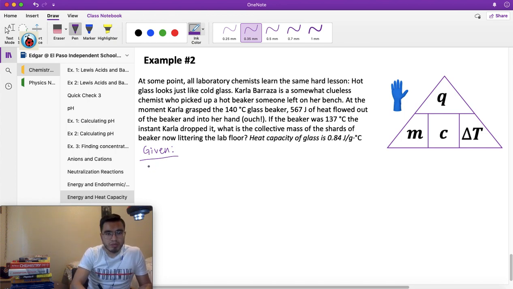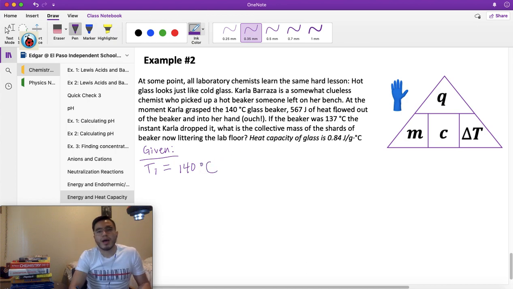So temperature initial, 140 degrees Celsius. I know we have 567 joules, but it's good practice to write the temperature final after the temperature initial. So let's write temperature final, and that is, yes, 137 degrees Celsius. That's when she dropped it. So now we can look at the 567 joules.